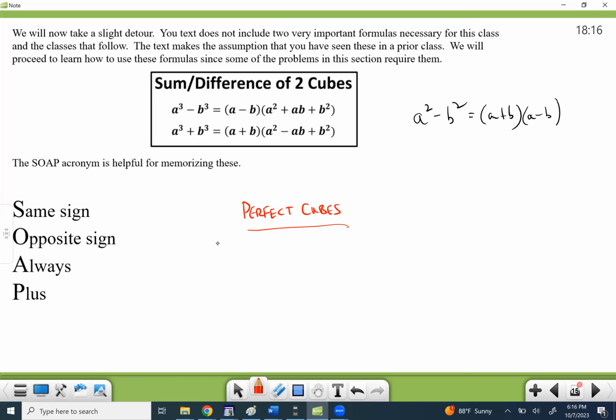So 1 times 1 times 1 is 1. 2 times 2 is 4 times another 2 is 8. 4 times 4 is 16 times another 4, 64. 5 times 5 is 25. If you had 5 25s, you had 5 quarters, you'd have a buck 25, right? 6 times 6 times 6 is 216. 7 times 7 times 7, oh, is it 243? I gotta look, you guys. Let me go get my calculator out. I want to say it's 343, but 7 times 7 times 7, 343.